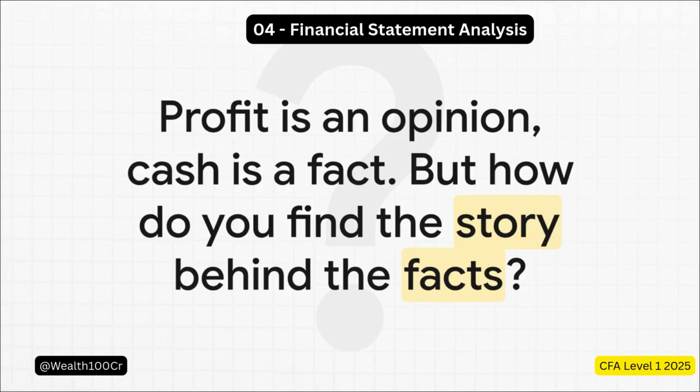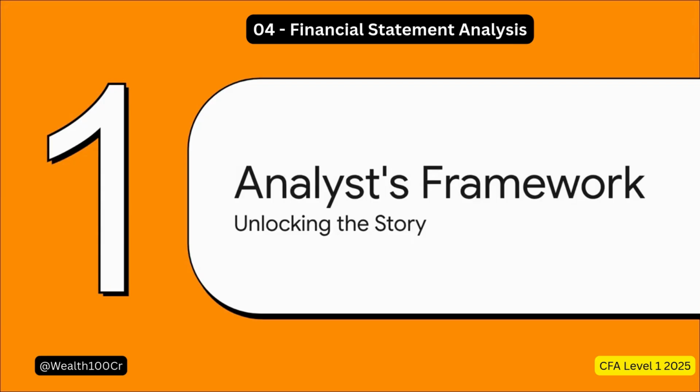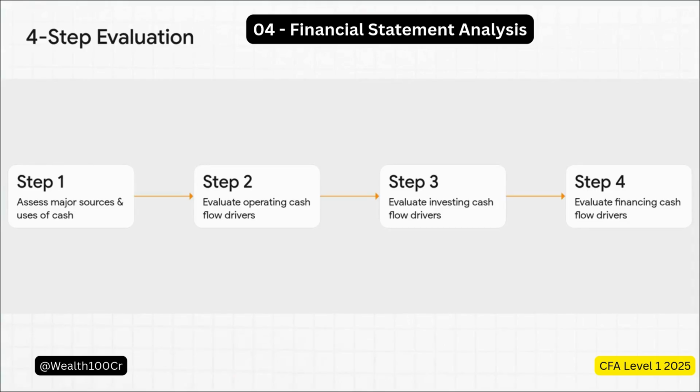Well, it all begins with a solid framework. Look, before you even think about calculating a single ratio, you need a plan. A systematic approach is absolutely crucial. It stops you from getting lost in the weeds and helps you see the big picture, how all the pieces of the cash flow puzzle fit together. And here is that plan. It's a really straightforward 4-step process. First, we start with a bird's eye view. Where's the cash coming from? And where's it going? Simple as that.